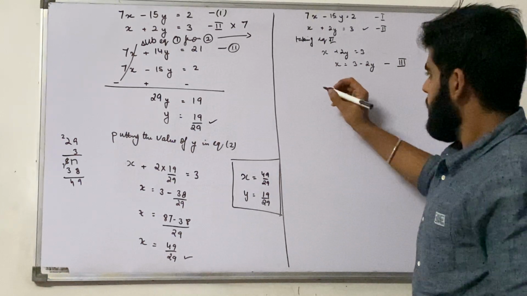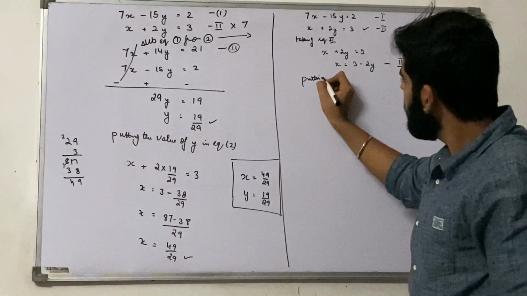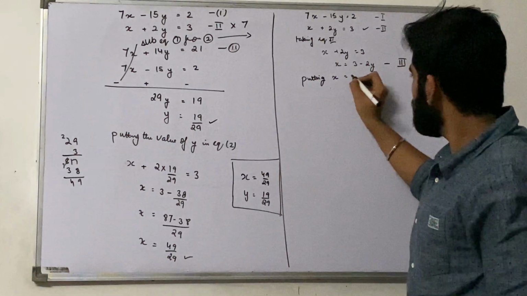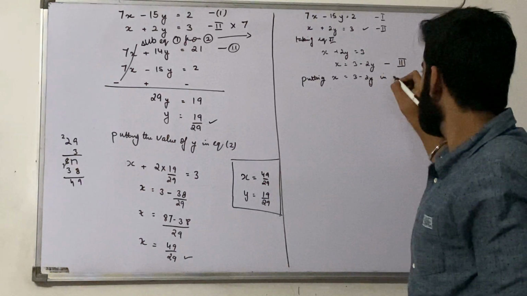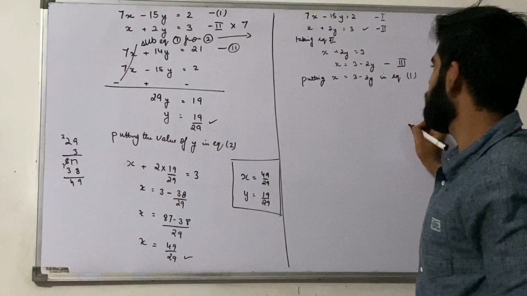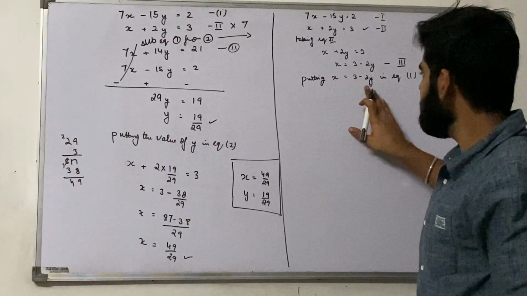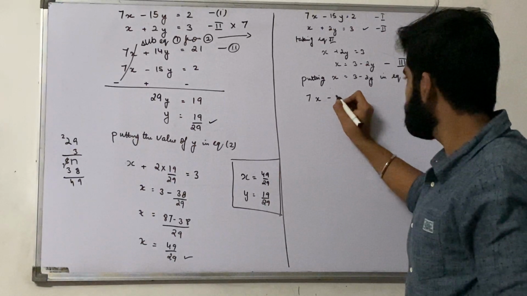Now, we will write putting x is equal to 3 minus 2y in equation 1. First of all, we will write down equation 1 as it is.